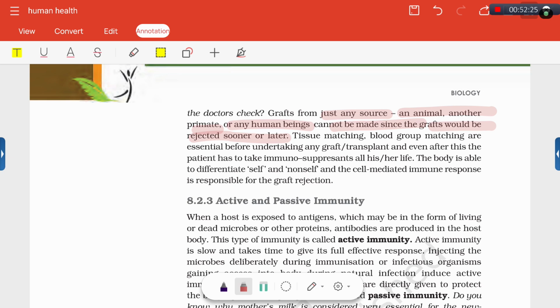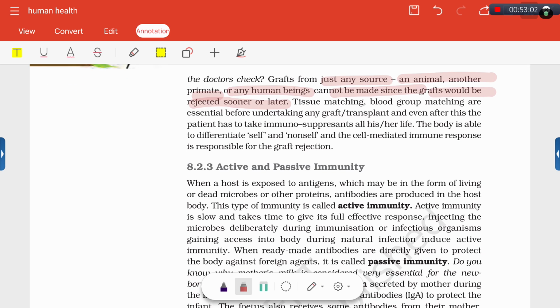After transplantation, they will be given drugs called immunosuppressive drugs. These suppress the immune system, otherwise the immune system will reject the graft. May I know what an immunosuppressive drug is? Very good. Cyclosporin A, which is isolated from a fungus called Trichoderma polysporum.